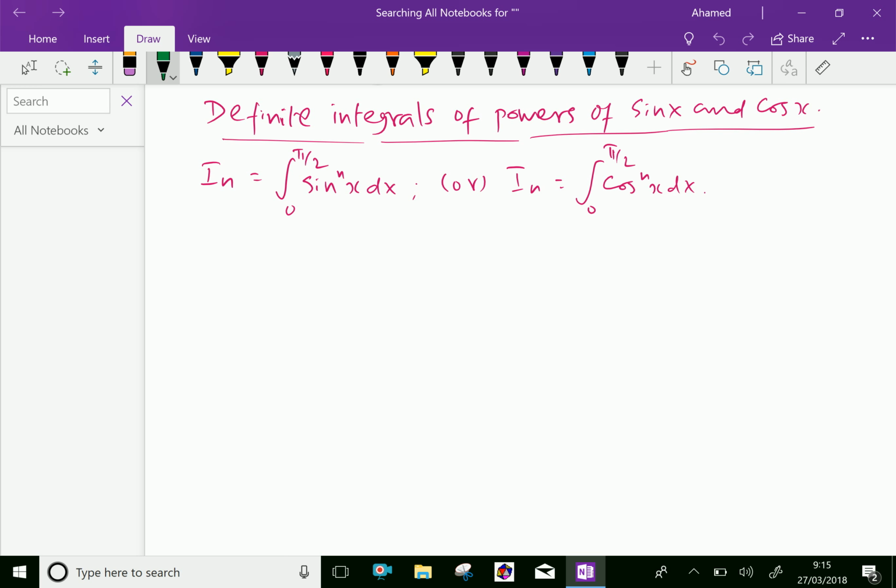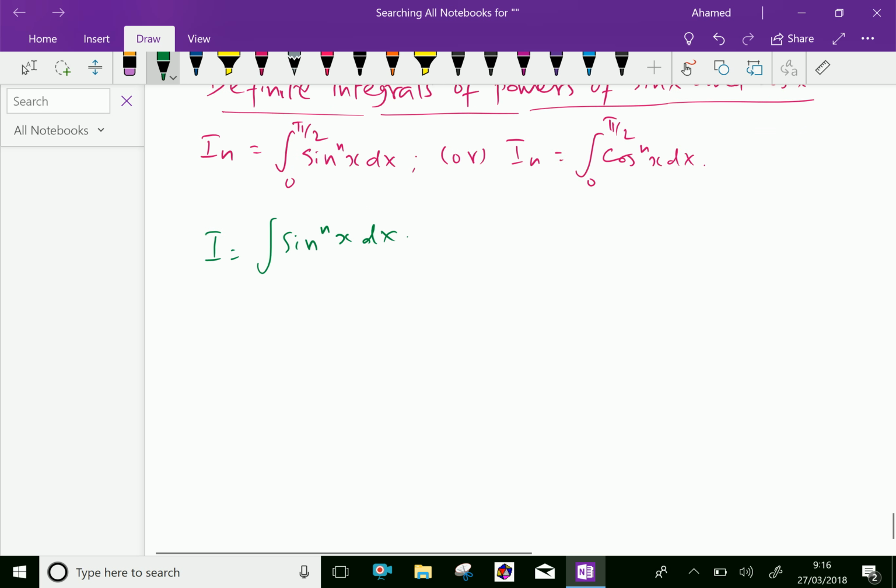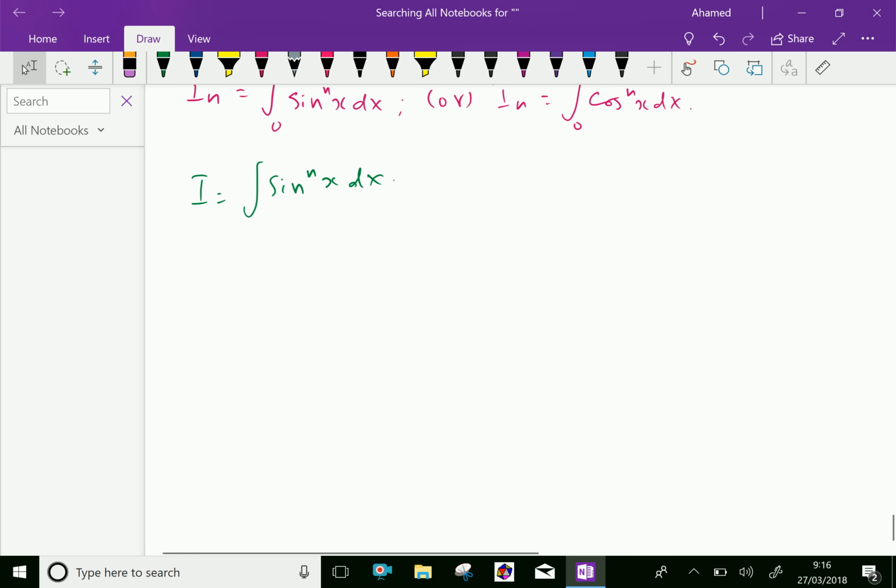First, suppose let I equal integral sin^n x dx, without the limits, which means we are doing the indefinite integral first. Here let this be I_n, the nth integral of sin^n x, that is the reduction form of sin^n x. Let us do it first.